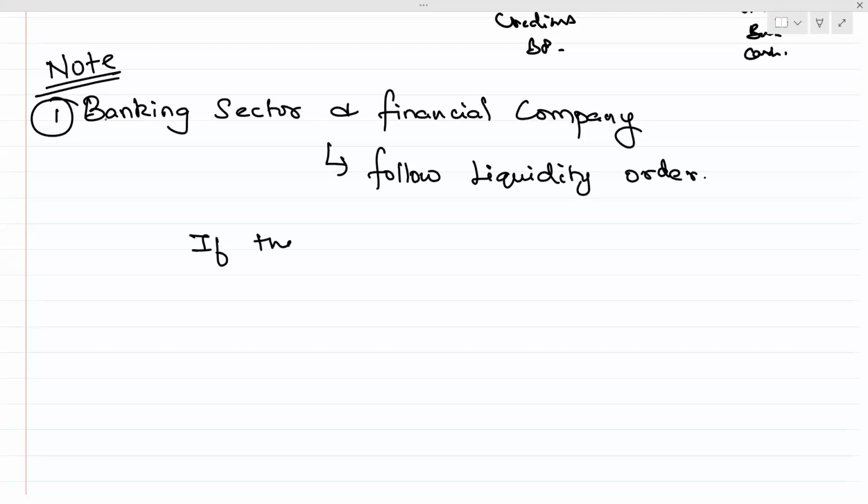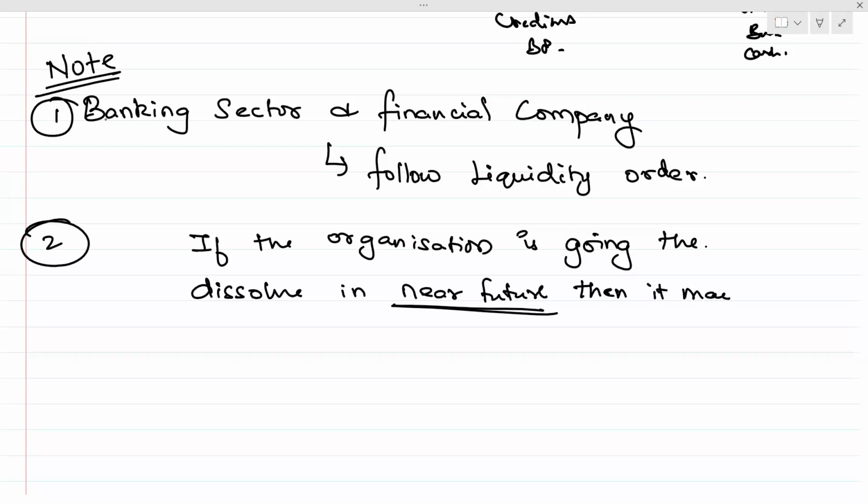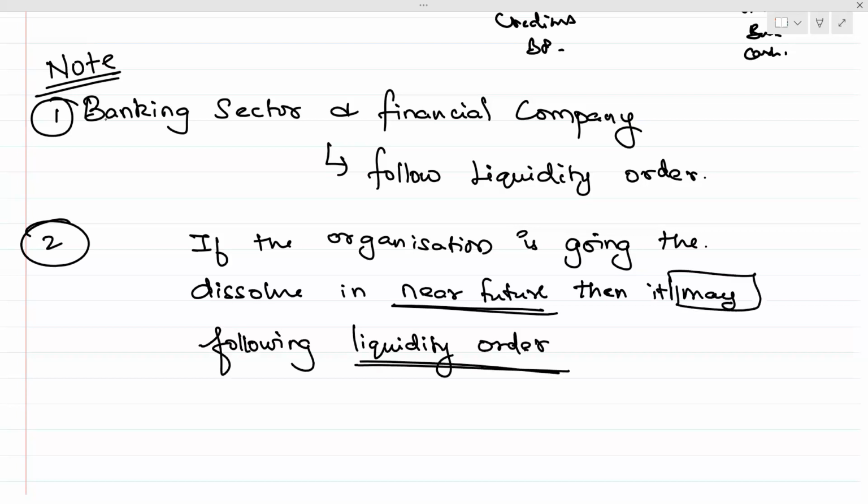Alternatively, if the organization is going to dissolve in the near future, maybe in 6 months or 8 months, or 3 months, then it may follow the liquidity order.